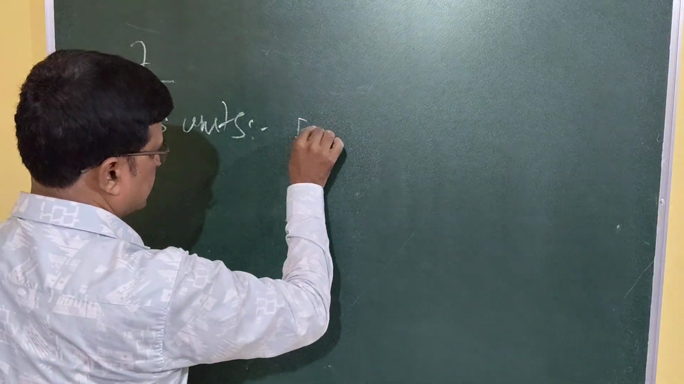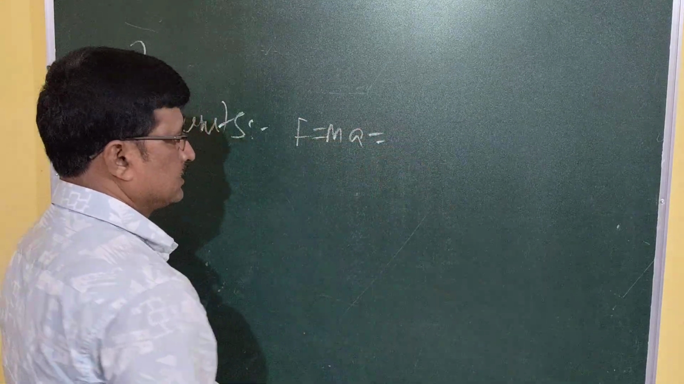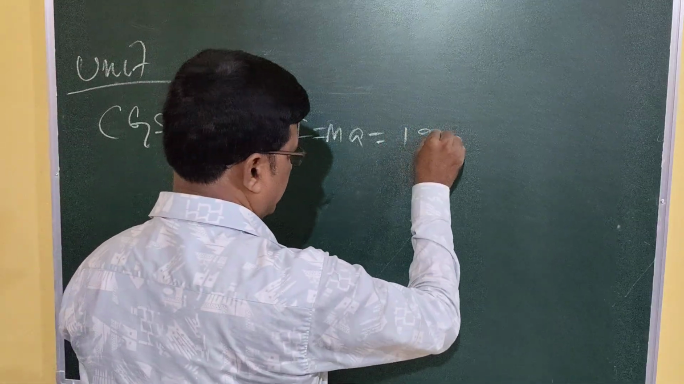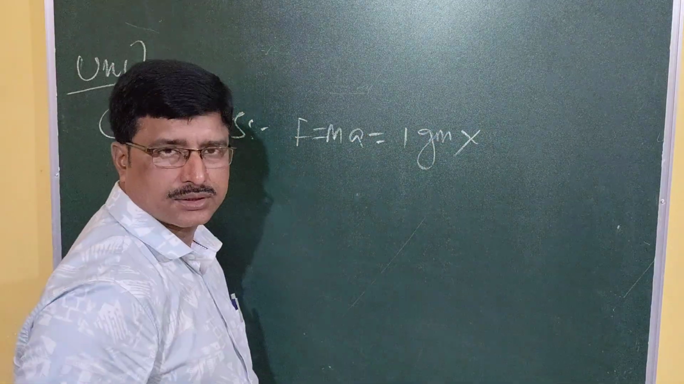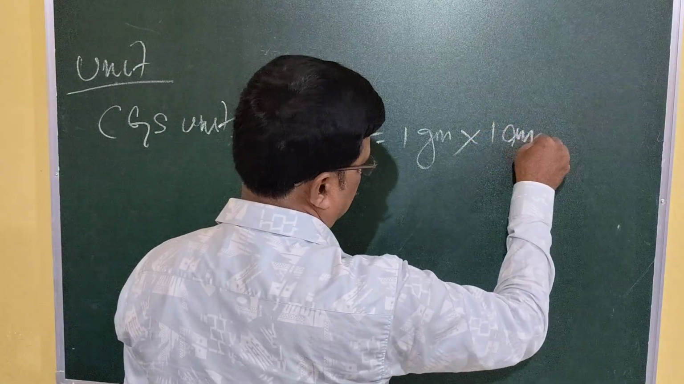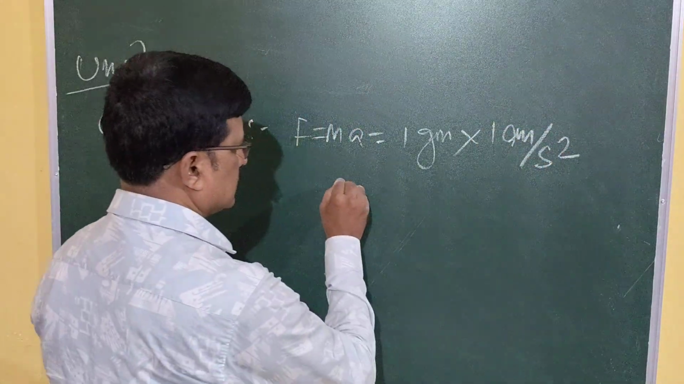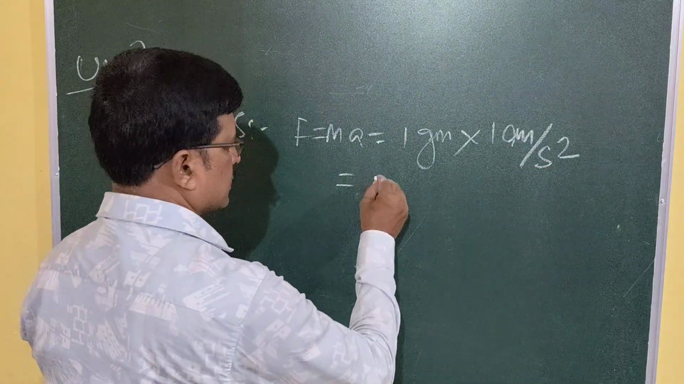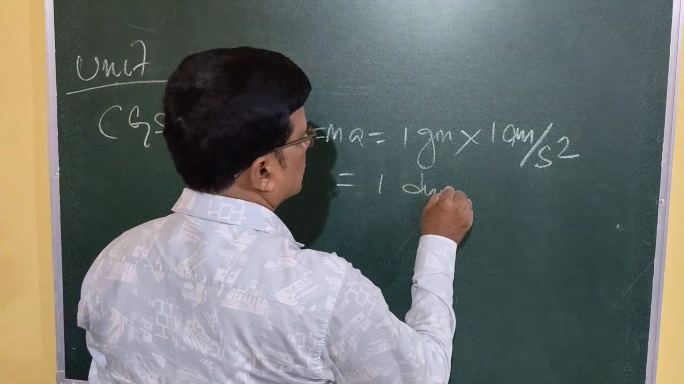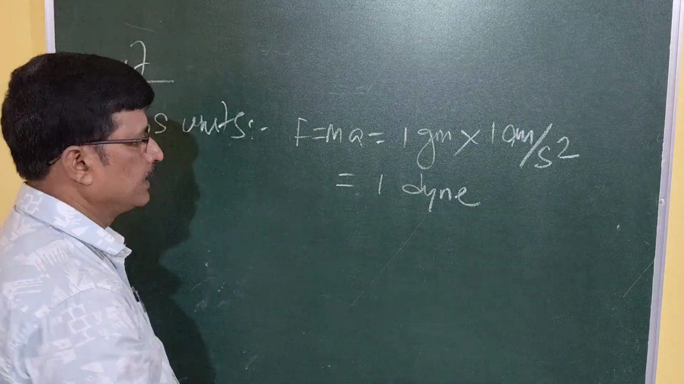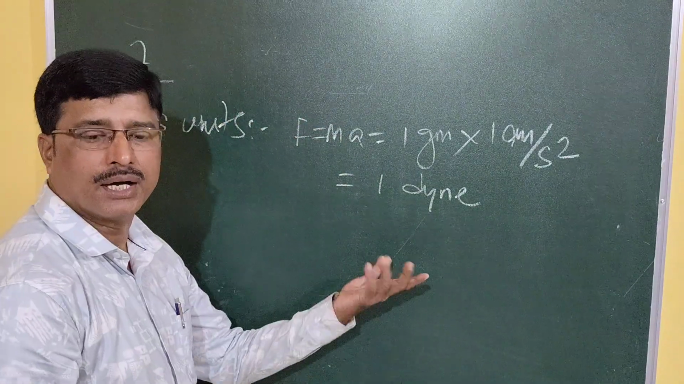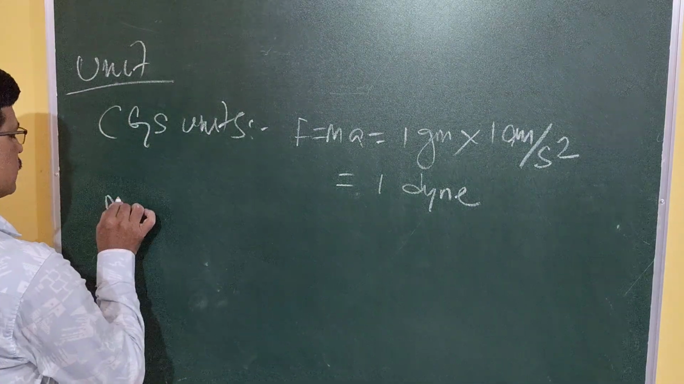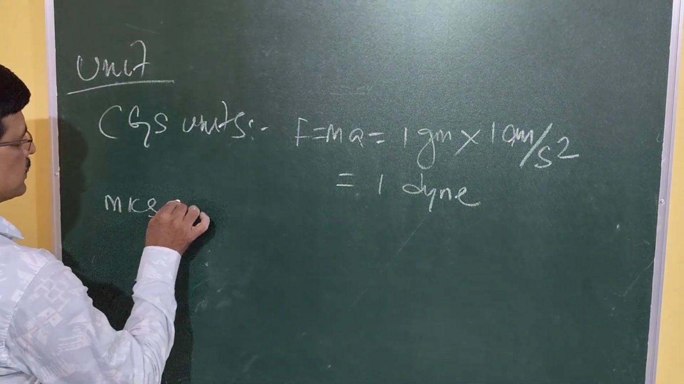As you know, F is equal to MA. In the CGS system, mass is equal to 1 gram, acceleration is equal to 1 centimeter per second square. That means 1 gram into 1 centimeter per second square is equal to 1 dyne. So F is equal to 1 dyne.